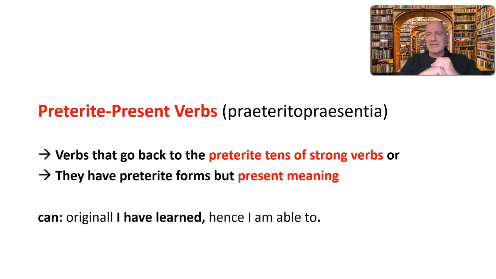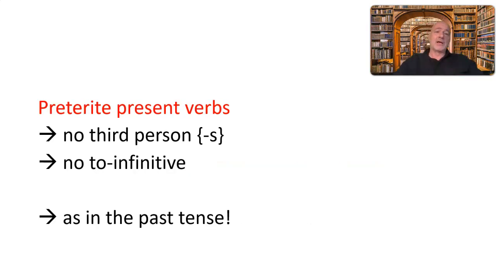If you look at can, it actually meant originally, far back, something like I have learned. I've learned in the past. And then this was interpreted, or later on got a present tense meaning, I can. I know I can do it now, because I have learned. So the original was something like this: I have learned, which then got a present tense meaning, but still has its past tense form. And now, there is no third person singular S in the past tense.